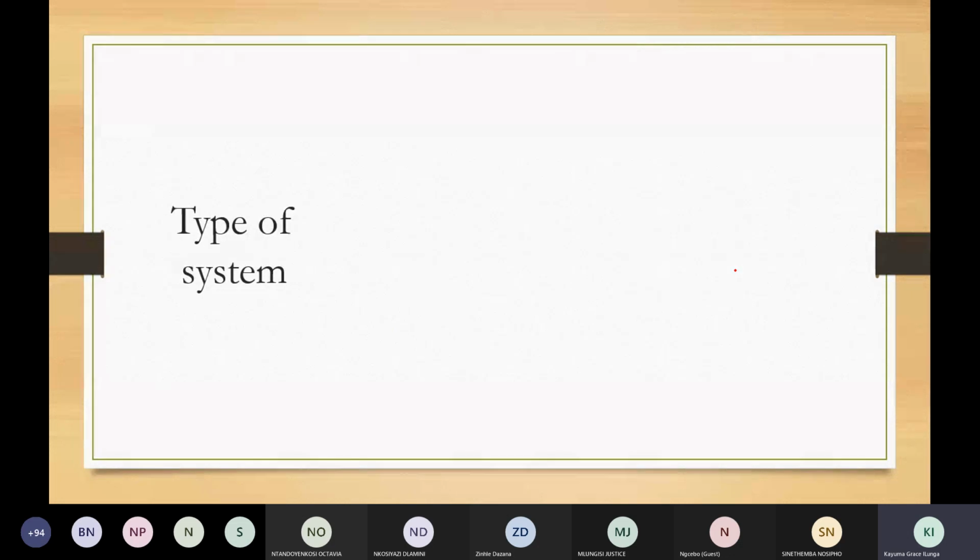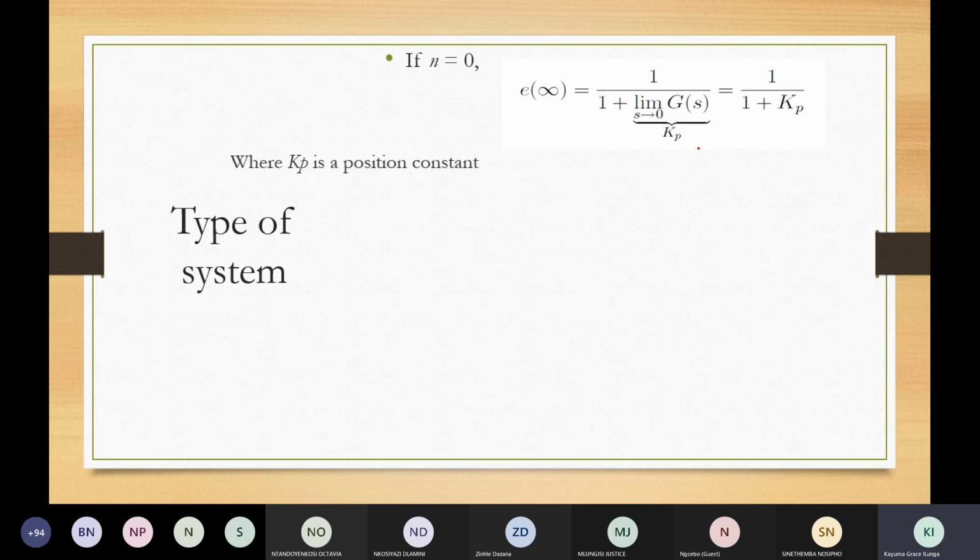So now let's see if n is equal to 0. If n is equal to 0, now we have the limit of s. This parameter is equal to what we call kp, which is the position constant. In that case, when n is equal to 0, this is how you can find your steady state error. It's 1 over 1 plus kp. So this limit here is kp. This is also called a DC gain.